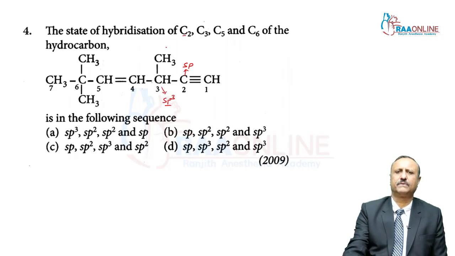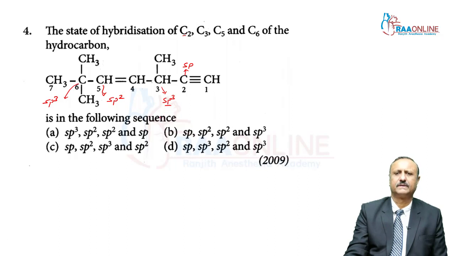Now, here we see C5. Here C5, my dear students, you can see this carbon atom is attached with a double bond. So, it is sp2. Here C6, only single bonds are present, that is why the hybridization is sp3. This is the concept, my dear students. If you know this concept, you can solve all the questions which are asked in your NEET exams very easily.